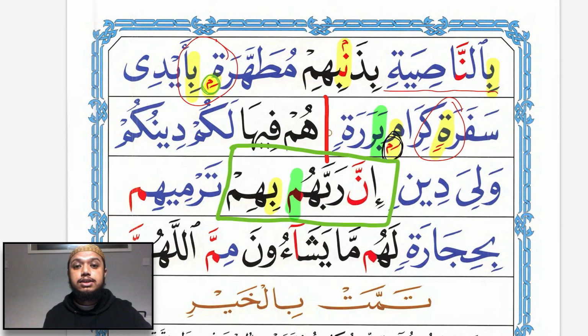as follows. Inna rabbahum bihim. Can you hear? I'm doing ghunna for two harakat. Rabbahum bihim. Inna rabbahum bihim. Now let's look at the next example inshallah.